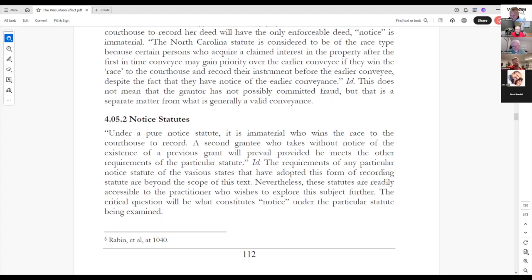Every state has a designated repository for their official documents. Okay, and it's the court of record or something to that effect. So in other words, in my state, it's the probate court. That's where all our records go.